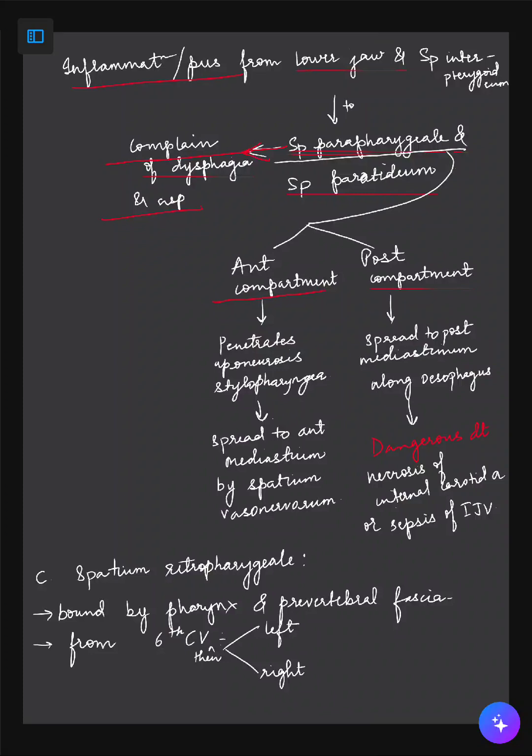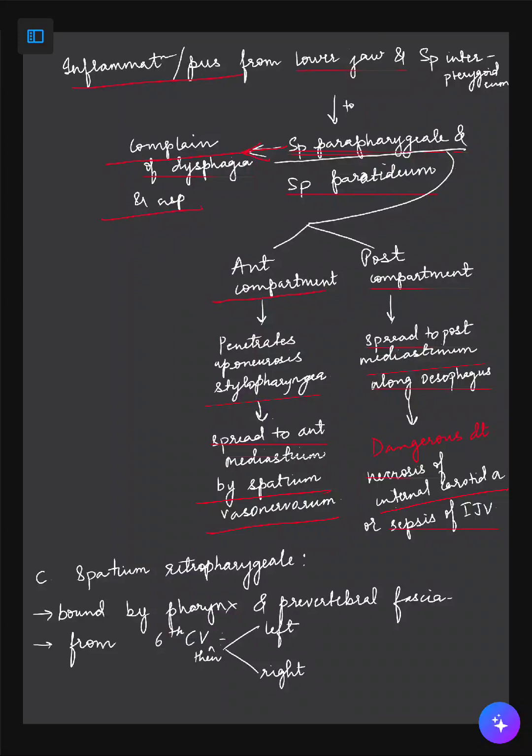And if we divide this spatium parapharyngeal into anterior compartment and posterior compartment, in the anterior compartment there is penetration of the aponeurosis stylopharyngea, and the infection spreads to the anterior mediastinum by spatium vasovenerum. In the posterior compartment, it spreads to the posterior mediastinum along the esophagus, which is dangerous because of necrosis of the internal carotid artery or sepsis of the internal jugular vein.